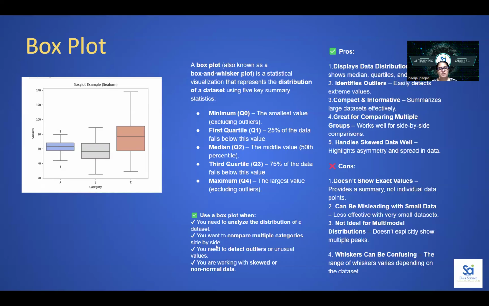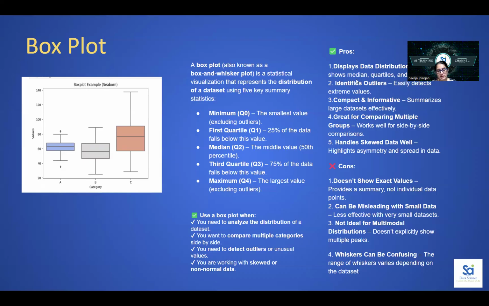And if you want to compare multiple categories side by side, right? Because it is showing you category A, category B, category C, the distribution of all your categories. We can see category C has a very good data distribution. It has larger data points than the other two categories. This means this category C in your data set has more data than the other two categories. Okay. This is again the advantage: it displays the data distribution.